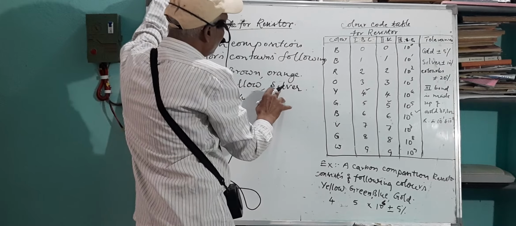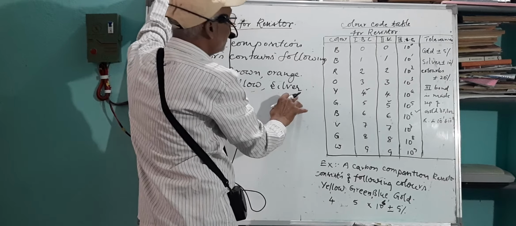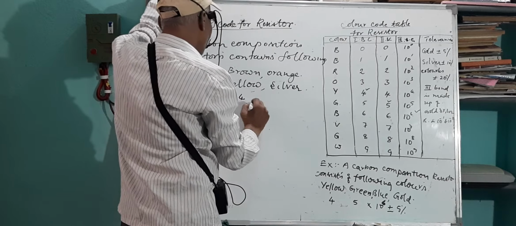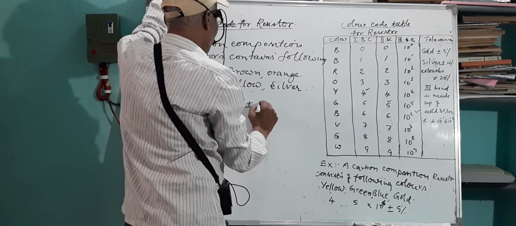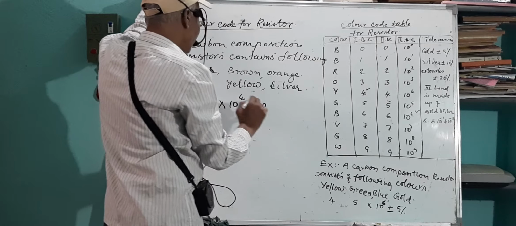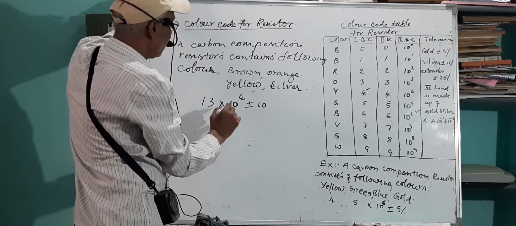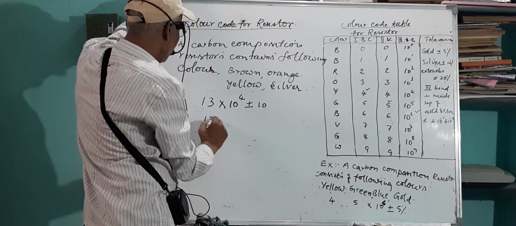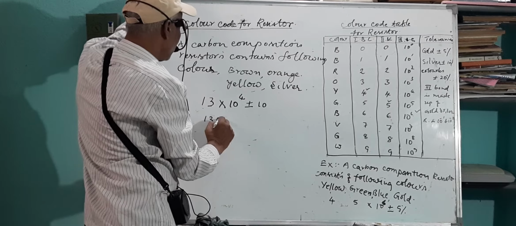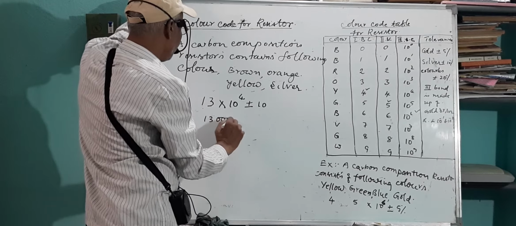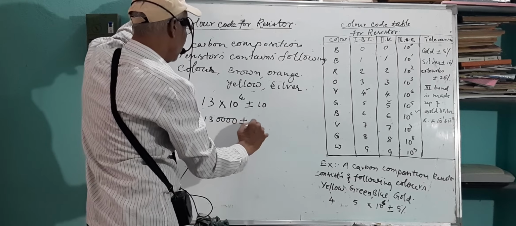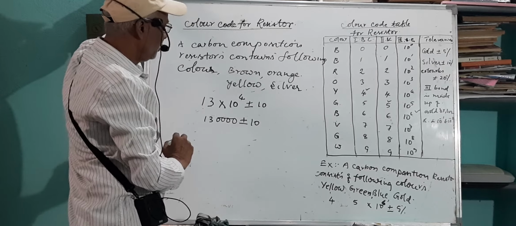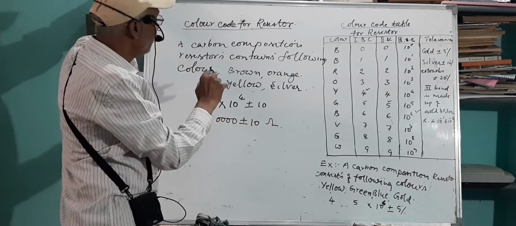Now the tolerance color is silver. If that is the case, the percentage deviation from the quoted value is plus or minus 10%. So the value comes out as 13 into 10 to the power 4, plus or minus 10%. Like this, you can find the resistance value of any resistor.